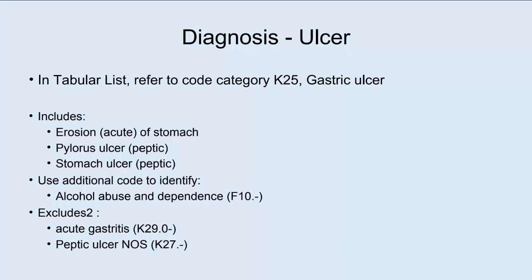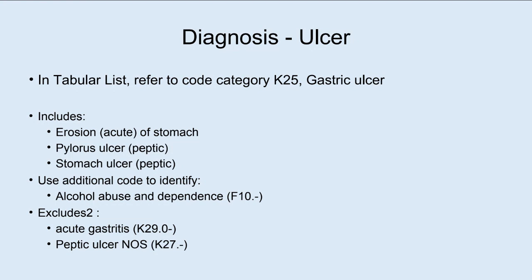So, under the code category K25, there are some notes. There's an includes erosion of stomach, pylorus ulcer, stomach ulcer. So here we see it says stomach ulcer, so we knew, yep, we're in the right place. There's also an important note, use additional code to identify alcohol abuse and dependence. That's also important because remember, she was a known abuser and drunk at the time she was seen.